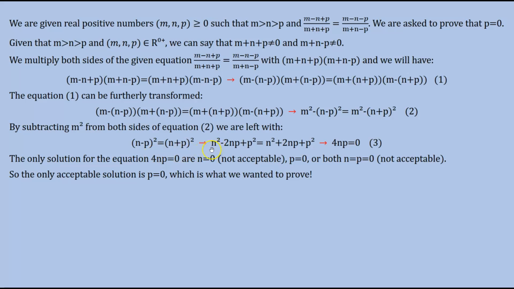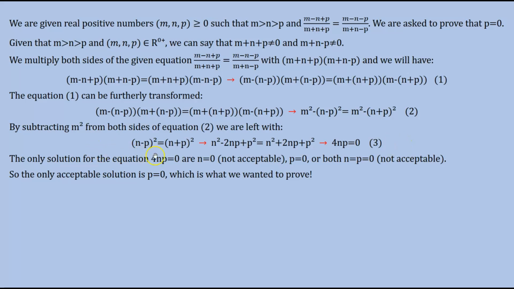We do the operations on both sides of this equation, and we get that n squared minus 2np plus p squared is equal to n squared plus 2np plus p squared. We simplify n squared and p squared on both sides, and we get that 4np is equal to 0. This is the third and final form of this equation.